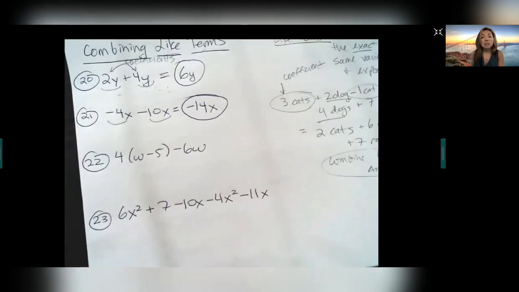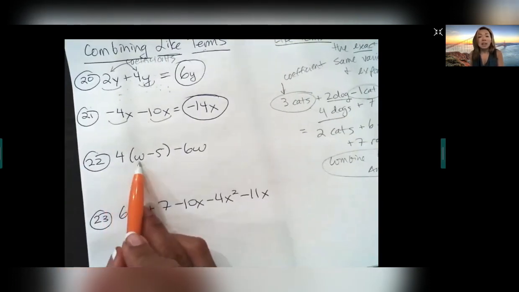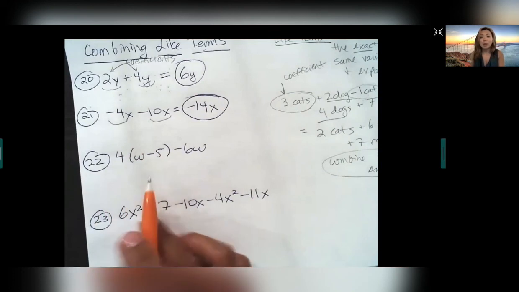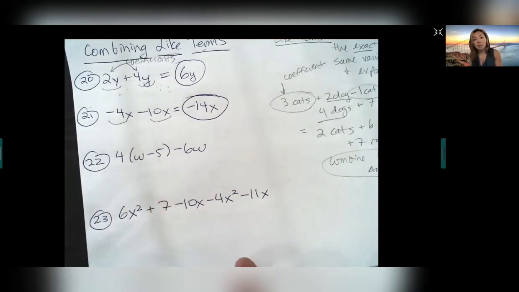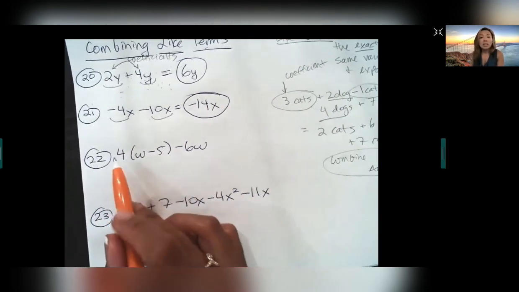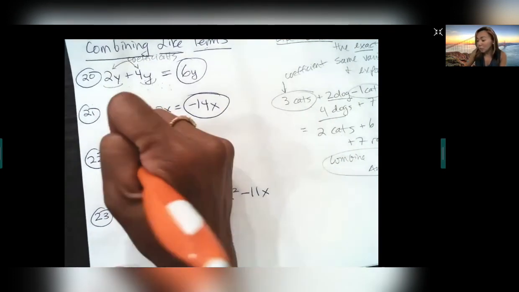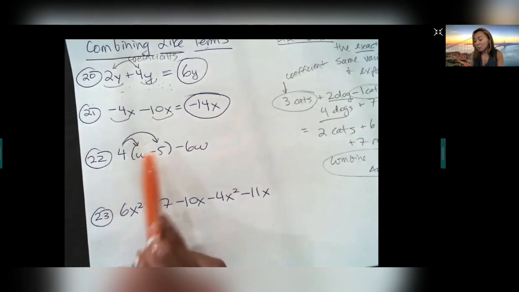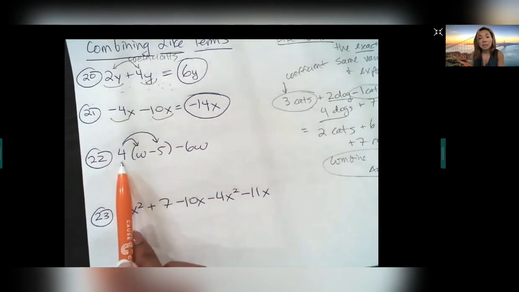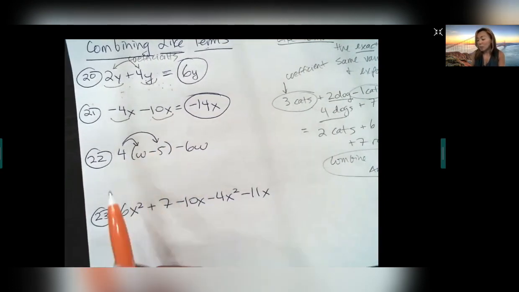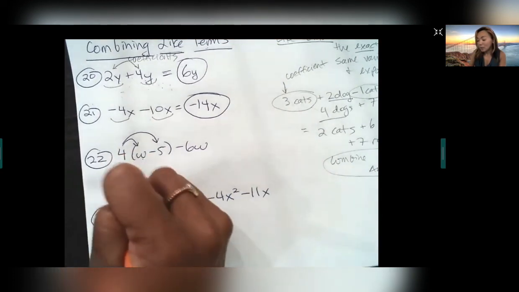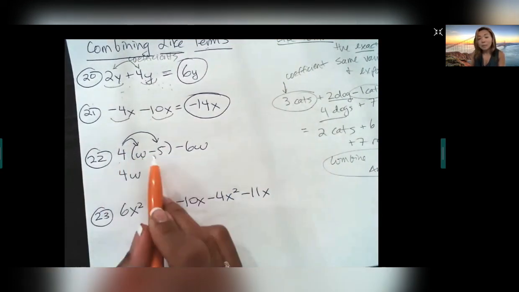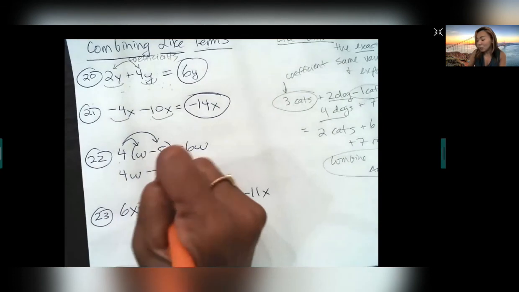Number 22 is a little bit more challenging, meaning there's parentheses and I have to do some work before I combine the like animals or like terms. So here, this is called distribution. We're going to distribute the 4 through. We're going to multiply it through. Remember, whenever there's parentheses, we multiply with whatever's outside. So when I multiply, I get 4 times w is 4w. 4 times negative 5 is negative 20.